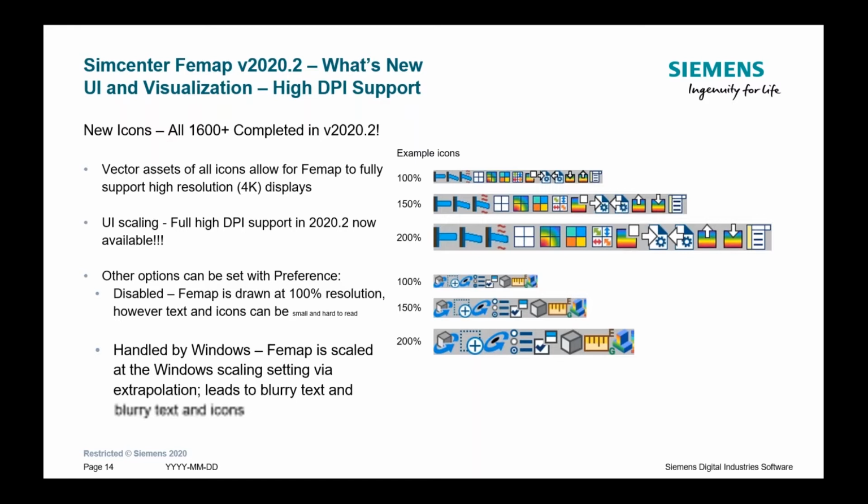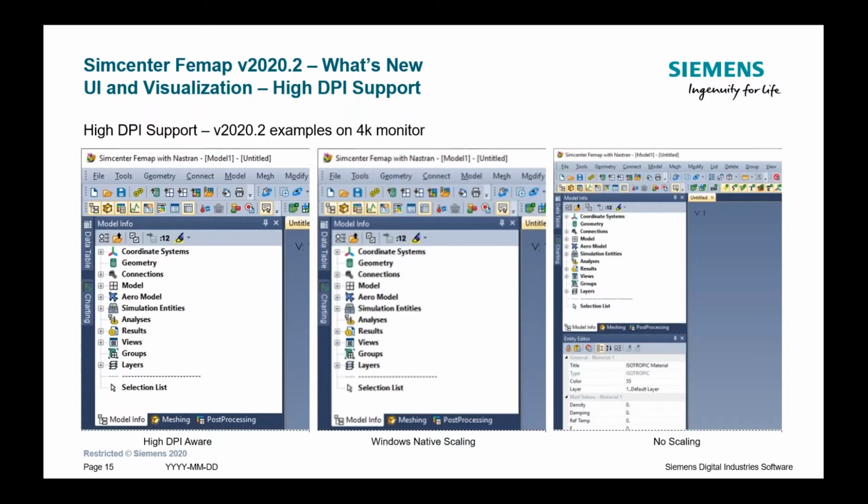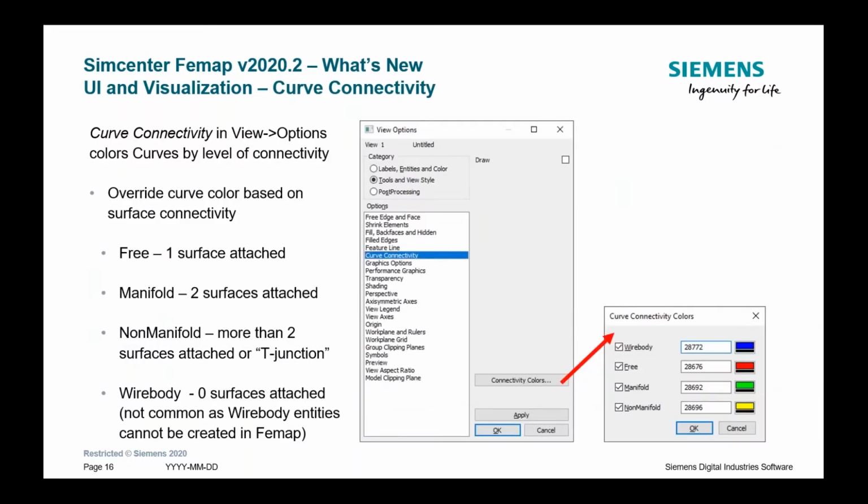As you can see, when it was disabled, the icons and text could be small and hard to read. When it's handled by Windows, it could create blurry text and icons. But essentially, now when you use high DPI aware, which is the default, you're going to get what you see on the left here. These are just 2 examples on the same monitor with the Windows native scaling and no scaling at all. So again, if you're using 4K monitors, this should be a big improvement to what you're seeing in Femap.